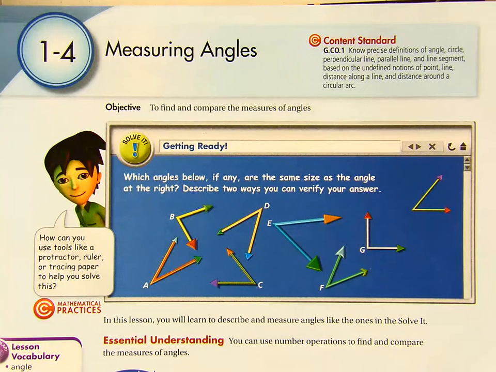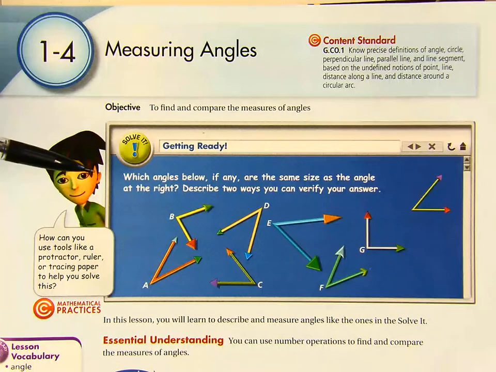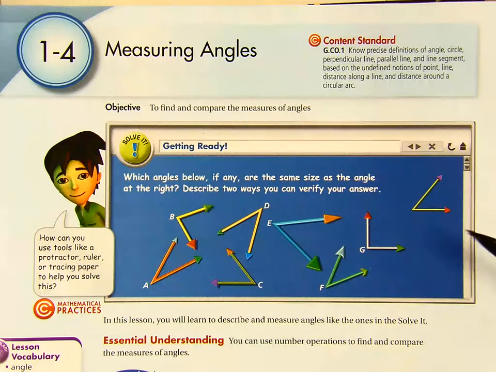About 1-4, measuring angles from the textbook, just to review and go over this. Which angles below, if any, are the same size as the one at the right? Describe 2 ways you can verify. We're looking at this angle over here. We're supposed to compare these. Which ones look like they would be the same?